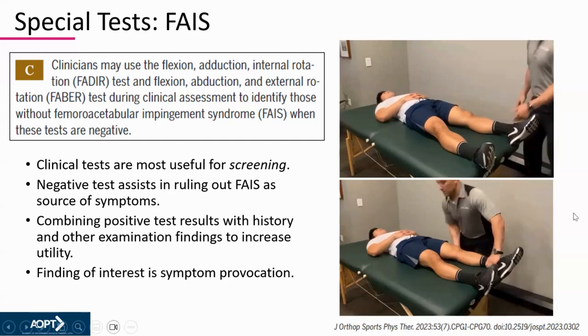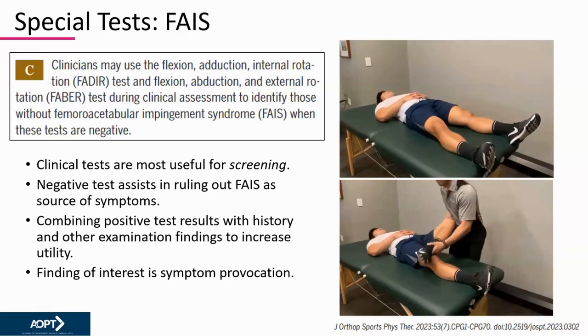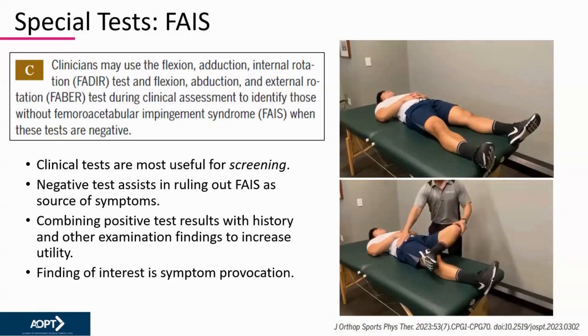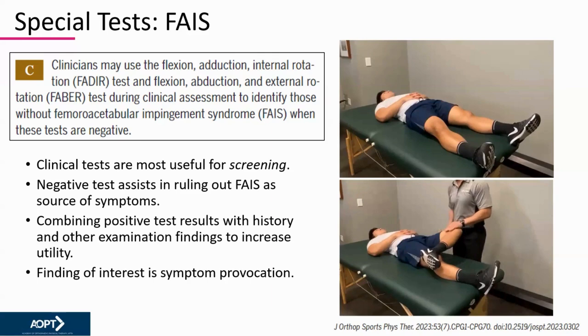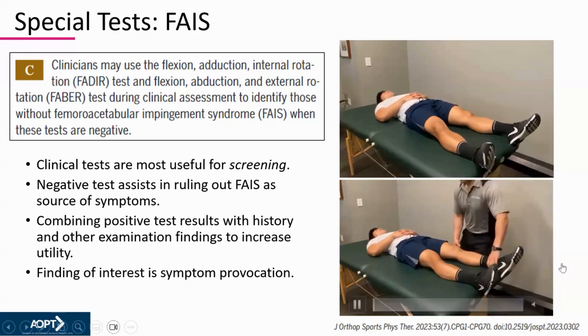The FABER test in the lower right, again, a better screening tool, at least in regard to what the literature says, versus having specificity for a condition. But it's a common test that we see. It's been taught for many years across the board for different conditions, not just for the hip, but even including the SI joint involvement. So again, it's important to note, we place that person into flexion, abduction, external rotation.